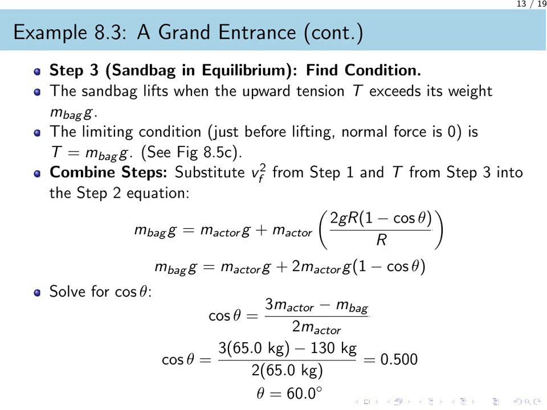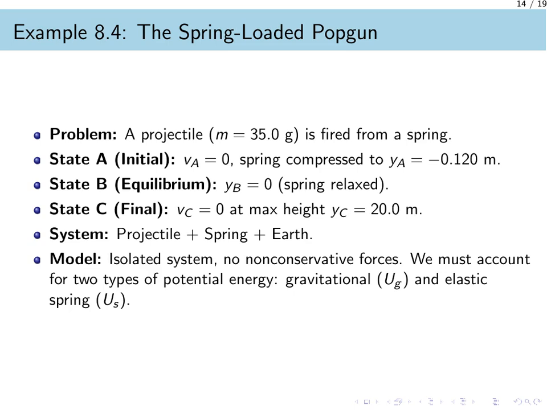The result is that cosine theta equals the quantity 3 times the actor's mass minus the sandbag's mass, all divided by 2 times the actor's mass. Plugging in the given masses, we find cosine theta equals 0.500, which means the maximum angle is 60.0 degrees. Let us look at our final example, the spring-loaded pop gun.